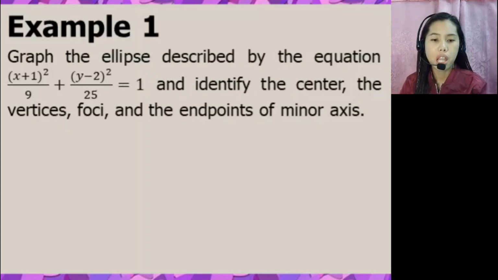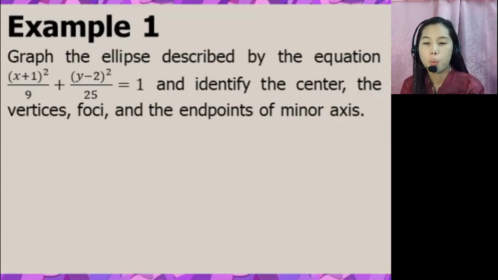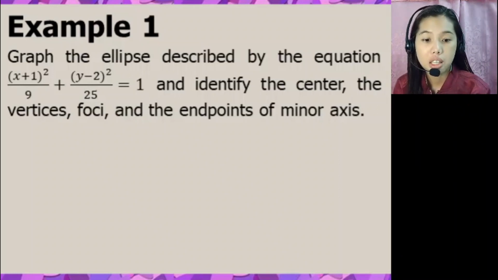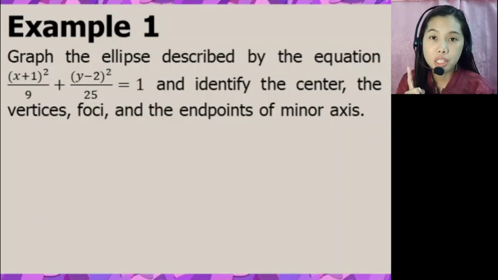Graph the ellipse described by the equation quantity x plus 1 squared all over 9 plus quantity y minus 2 squared all over 25 equals 1, and identify the center, the vertices, foci, and endpoints of the minor axis. Now, you will have to consider the equation first.